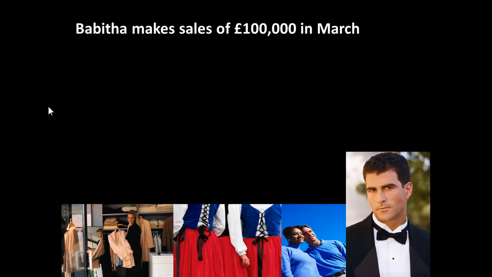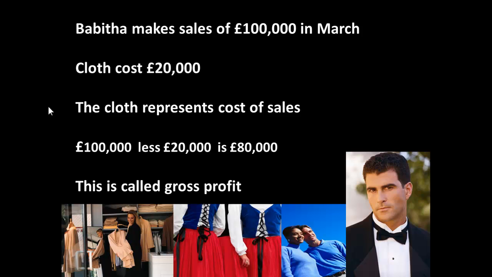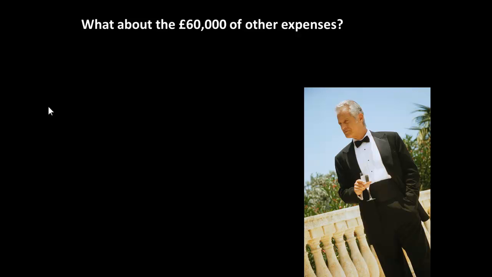So what's the profit? So let's consider her sales of 100,000 in March and her cloth costing 20,000. A cloth is regarded as what we call cost of sales. So 100,000 less that 20,000 is 80,000, and we call this the gross profit. Sales less cost of sales is equal to gross profit.